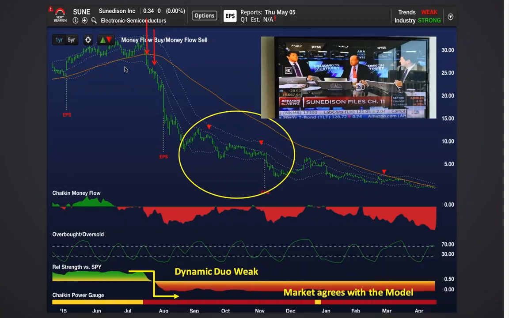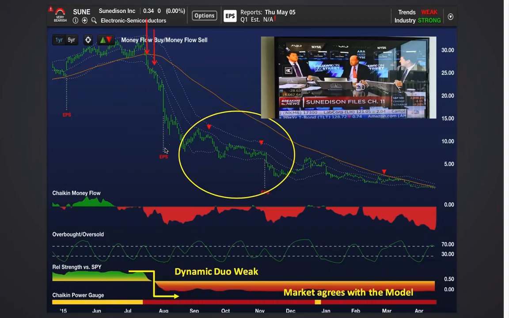SunEdison in 2015 and 16 was the darling of the solar energy sector. Hedge funds were accumulating it. Merrill Lynch had a buy recommendation on it in the 28 to 30 area. It made new highs at 30 with negative money flow. And then the power gauge turned bearish in July with the stock at about 26. It started underperforming the market.